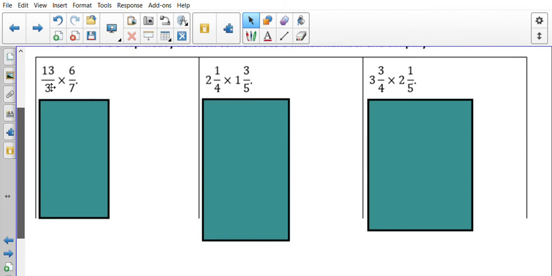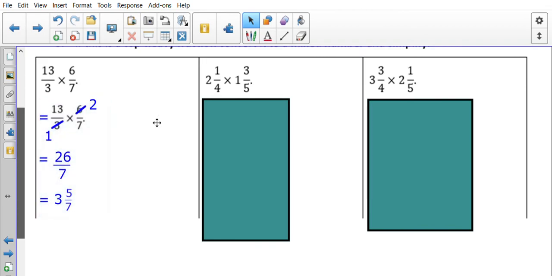So 13 over 3 times 6 over 7. 3 and 6 can be simplified by dividing by 3. 3 goes into 3 once, 3 goes into 6 twice. So on the top you have 13 times 2, which is 26, and on the bottom 1 times 7, which is 7. 26 over 7: 7 goes into 26 3 times with 5 left over, which is why your final answer is 3 and 5/7.